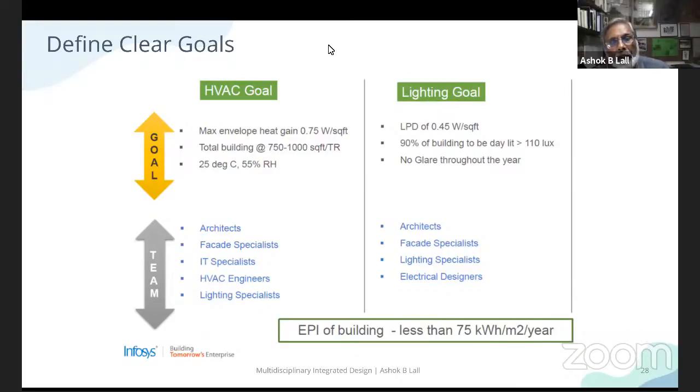So there were certain goals, ambitious, no doubt. But it was good to have quantitative goals because that's the only way of checking how your building is progressing as it is being designed. Okay? And you have the team specialists trying to achieve these goals.